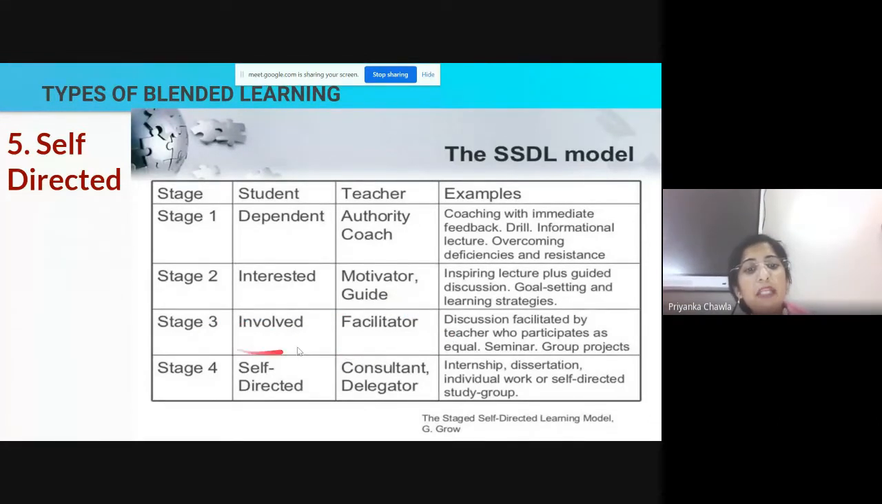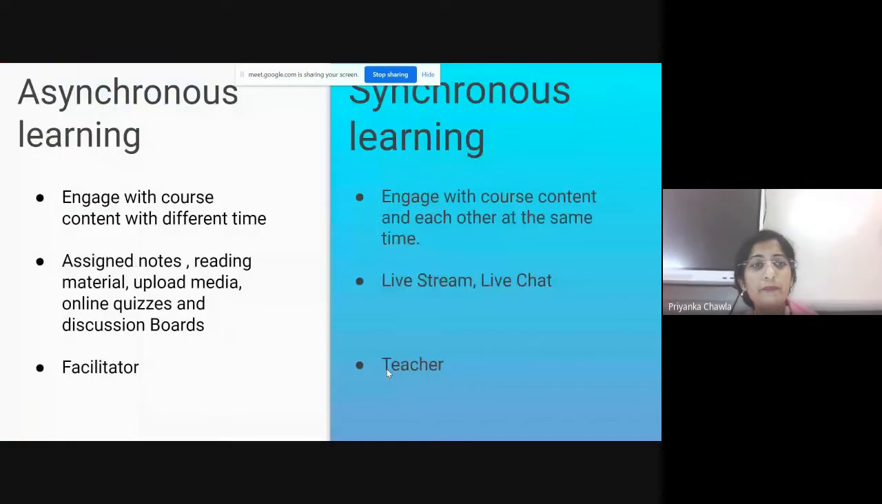Once you involve them, they feel happy. Then whatever you have suggested, they keep in their mind, and they become self-directed. And here the role of the teacher is like a consultant. Generally, this happens at the time of field study, dissertation, or internship programs. So these are a few of the blended learning types.